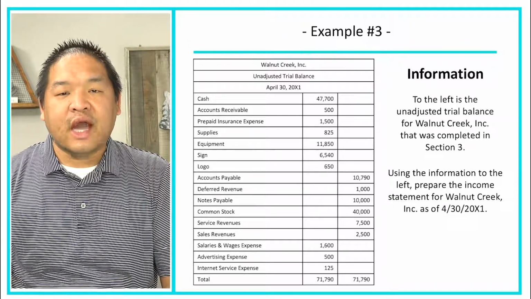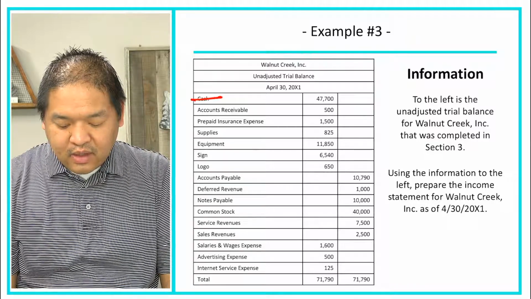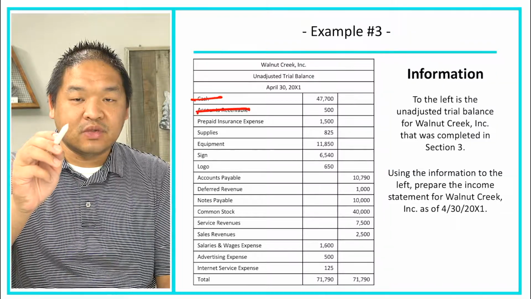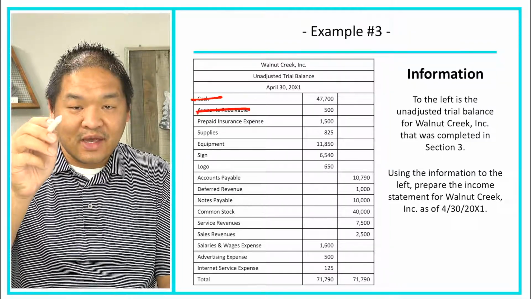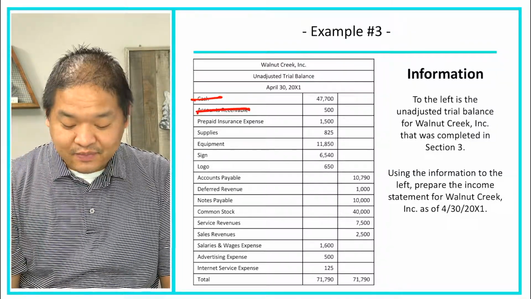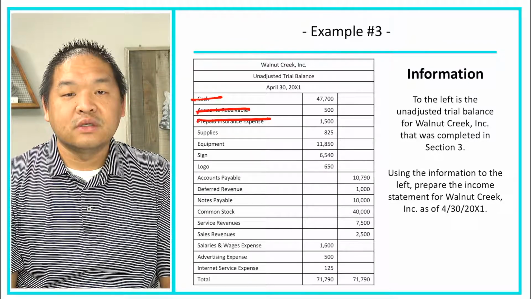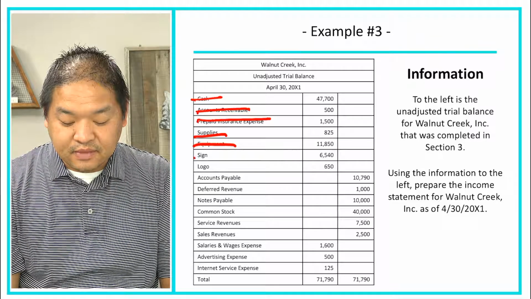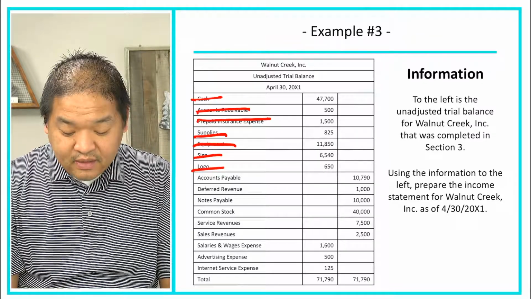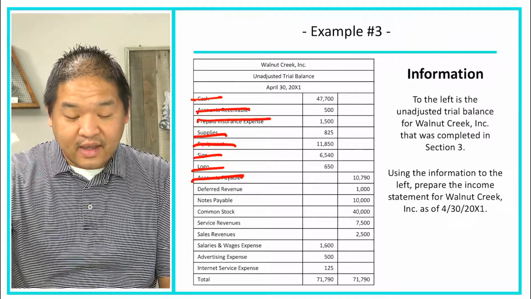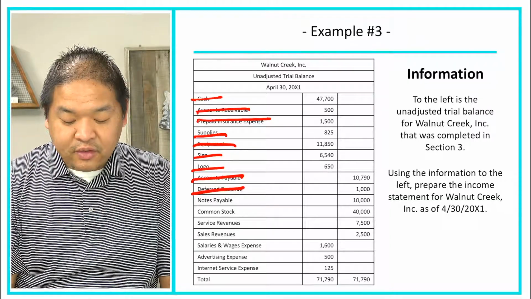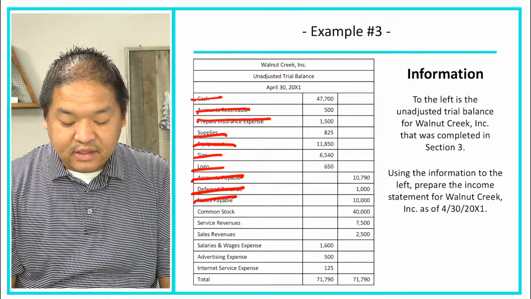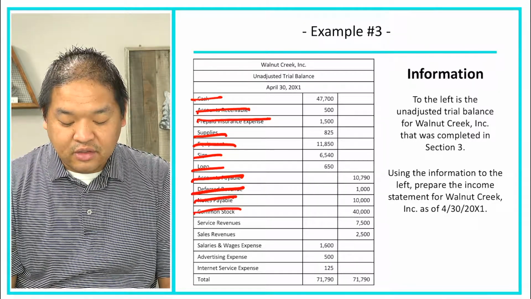So cash is an asset, so nope. Accounts receivable, that's an asset, nope. Prepaid insurance expense, some students will get this wrong. It's not an expense, it's an asset. Supplies is an asset. Equipment is an asset. Sign is an asset. Logo is an asset. Accounts payable, pay, liabilities. Deferred revenue, we're deferring the revenue, that's a liability. Notes payable, that's a liability. Common stock is an owner's capital.